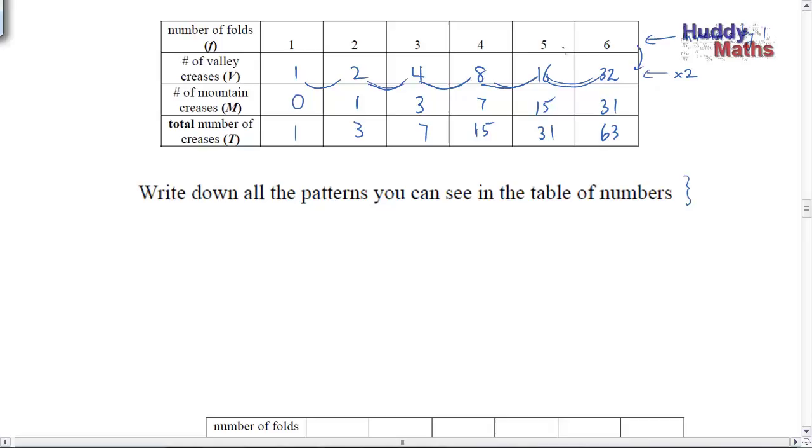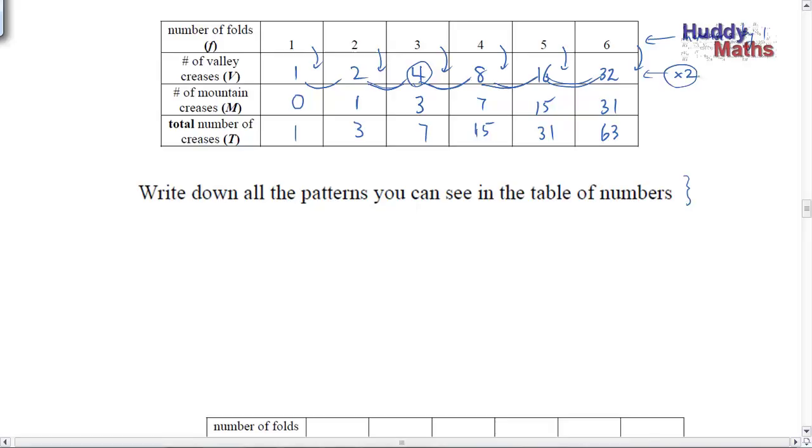Okay, what do you do to 1 to get 1? What do you do to 2 to get 2? What do you do to 3 to get 4, 4 to get 8, 5 to get 16? Is there a common pattern there? Is there something the same between those numbers? I don't know whether you can see it, but how would I get 4? And we're looking at 2s. 2 seems to be important.